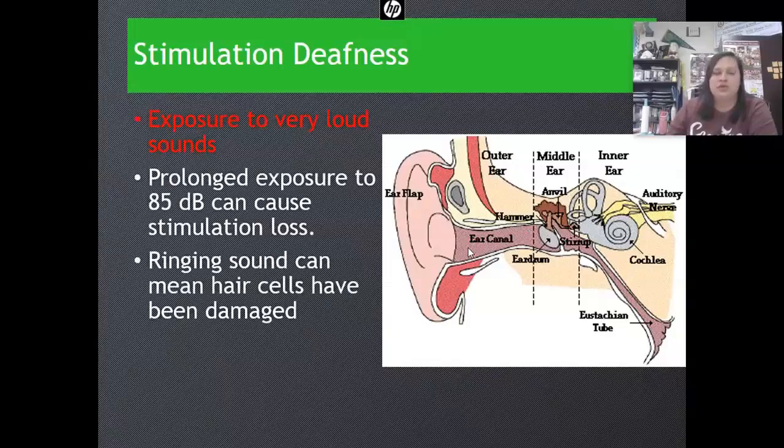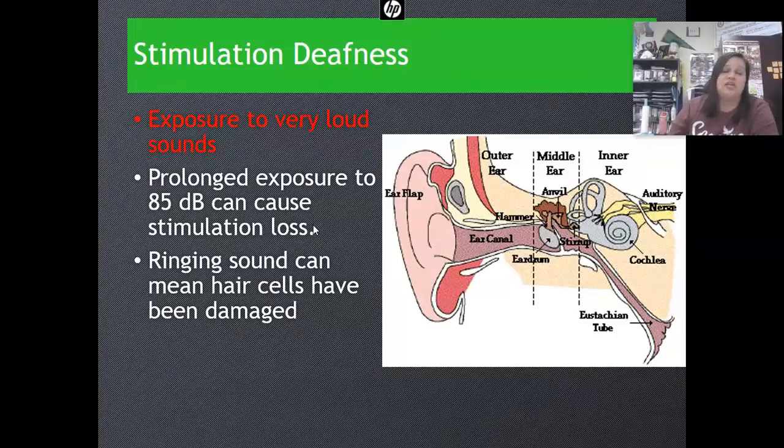Stimulation deafness is pretty much what I already talked about due to noise. Prolonged exposure to anything 85 decibels or higher can cause deafness.